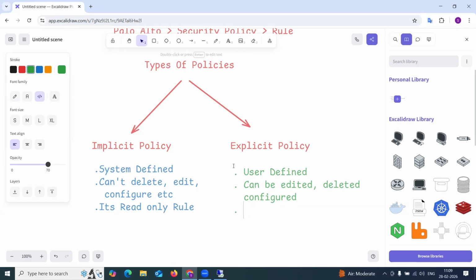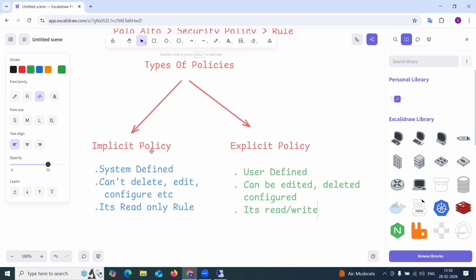It's read and write both. Read and write means we can read and we can write as well. We can modify as well. Am I clear, guys? Is this clear?